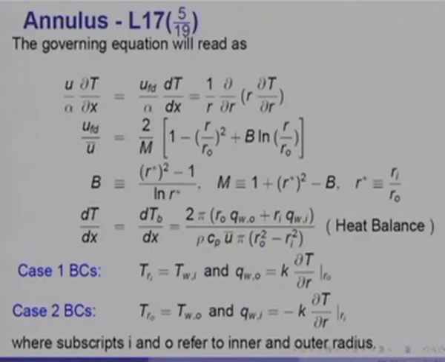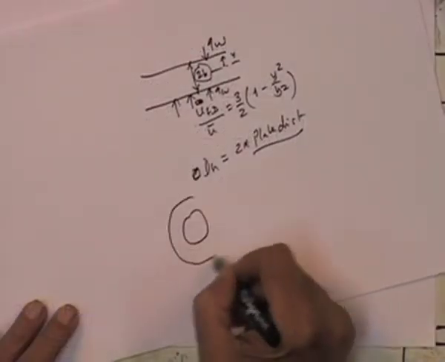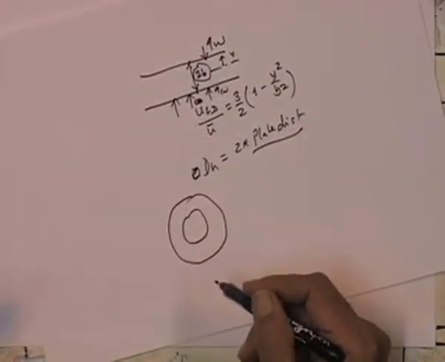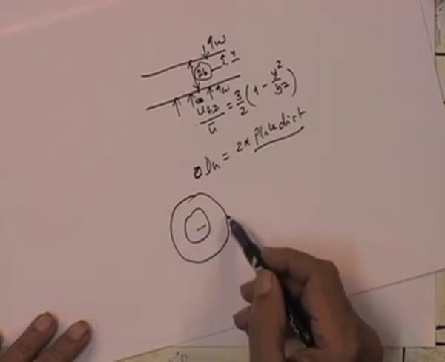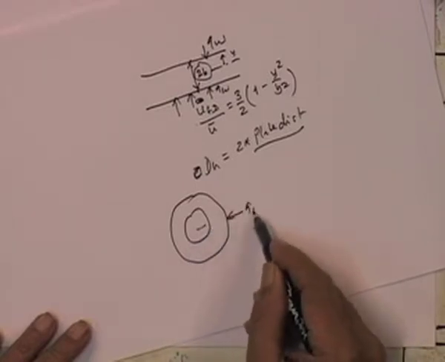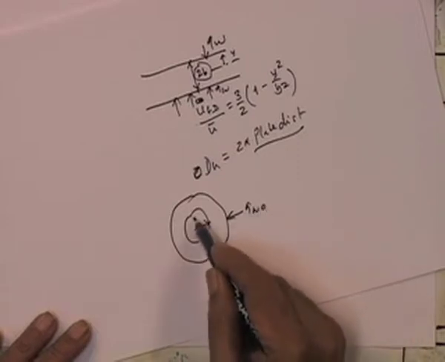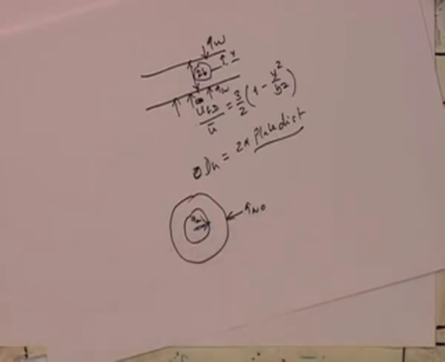Let us now turn our attention to a little bit more complicated thing. Again, I am going to consider now a flow in an annulus, flow inside an annulus. You can get a variety of cases; it may be heated from inside or it may be heated from outside, q wall o or q wall i. So, we are going to consider this particular case, in fact both the cases in turn.